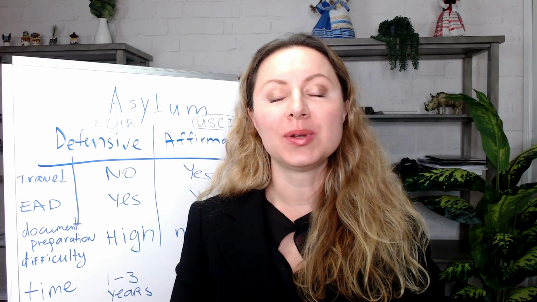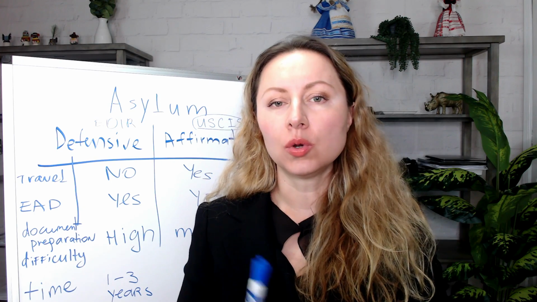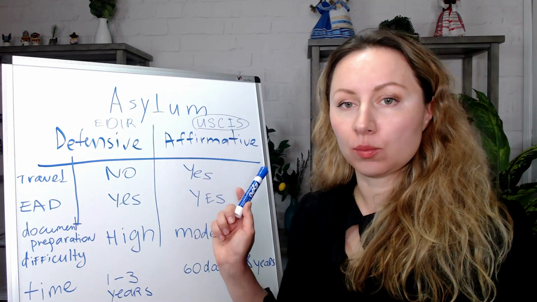Many times, however, you will not be confused like that. Most of the time it will be pretty much clear as to what you need to do and when. So usually, if you crossed the border between the points of entry, or you had a visa, you're going to use the affirmative asylum process.